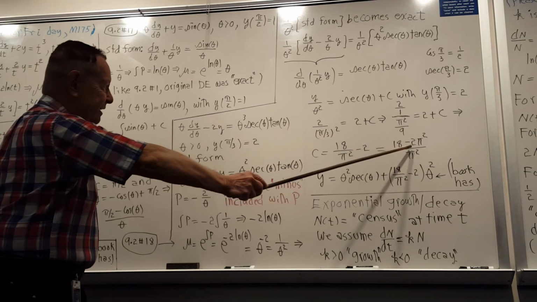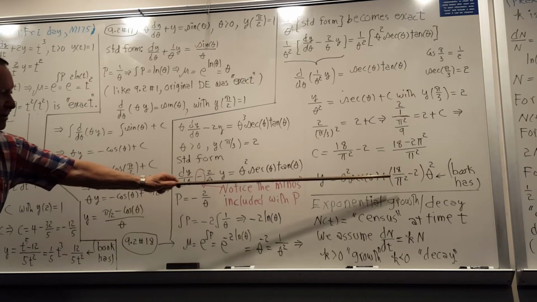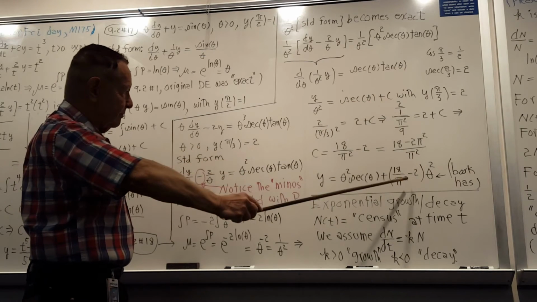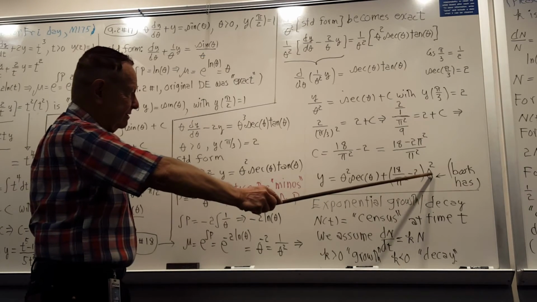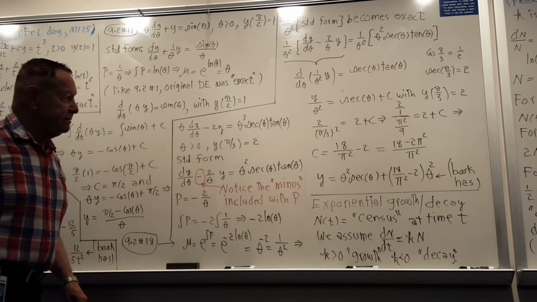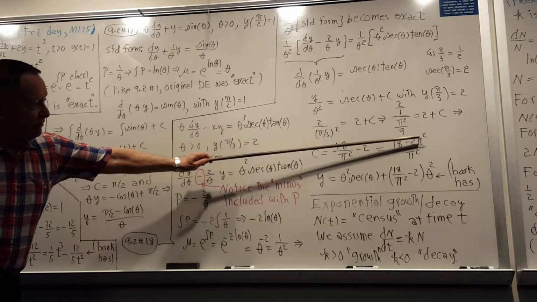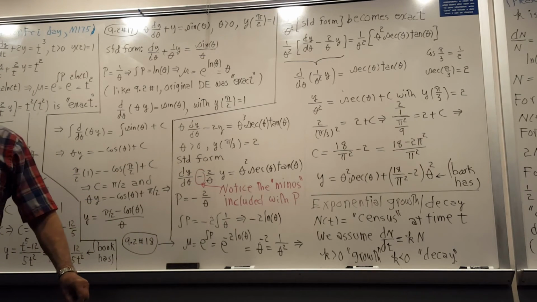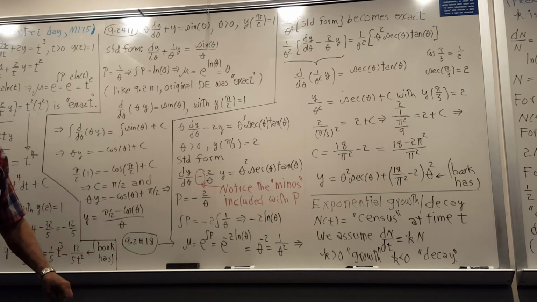Or you could get a common denominator. So then your y is theta squared secant plus your constant, which is here the 18 over pi squared minus 2 times theta squared. That's the way the book has it. You could instead have said theta squared secant and written your constant like that times theta squared. If I'd been doing it, I think I would, but this is certainly not wrong. Same issue.